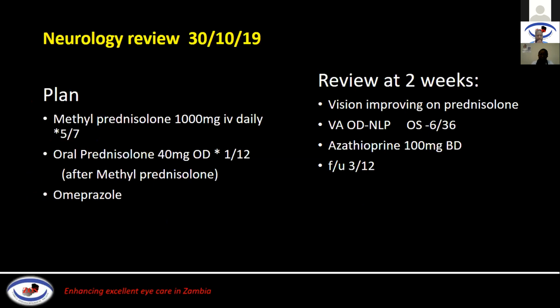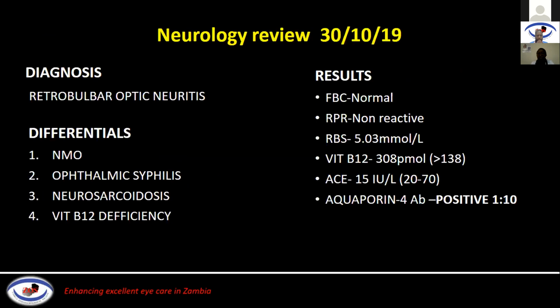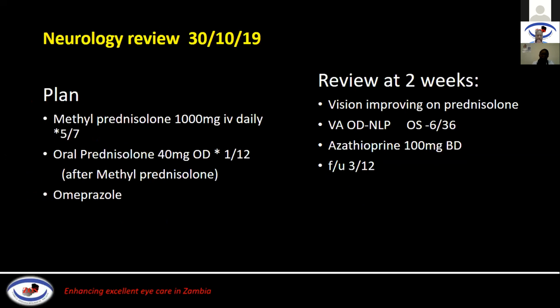They did quite a number of investigations, and their results were as follows. The full blood count, the rapid plasma reagin, the random blood sugar, and vitamin B12 were all within normal range. The angiotensin converting enzyme was slightly reduced at 15 international units, and most importantly, the aquaporin 4 antibody titer was positive. And so a diagnosis of neuromyelitis optica was made. This was almost 2 months from the initial presentation.